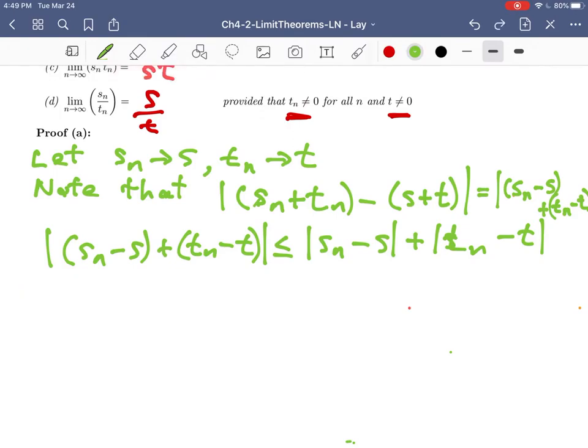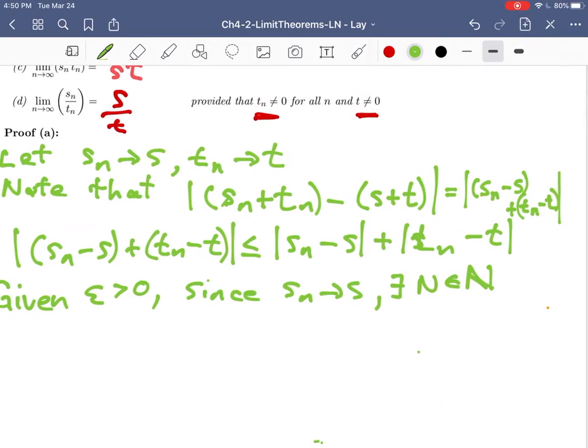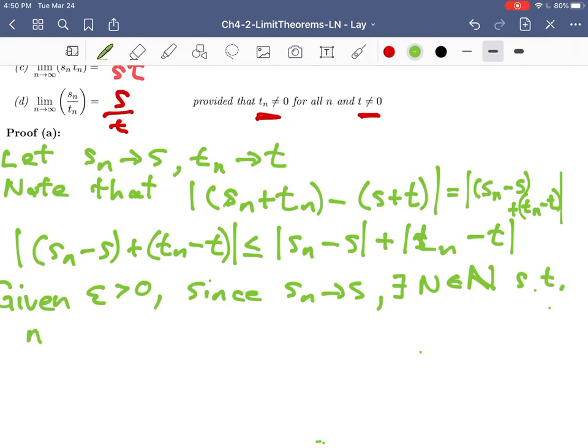And so given epsilon greater than 0, since S sub n converges to S, we know there exists a natural number big N such that whenever little n is greater than or equal to big N, this implies that we must have the absolute value of S sub n minus S is less than epsilon over 2.